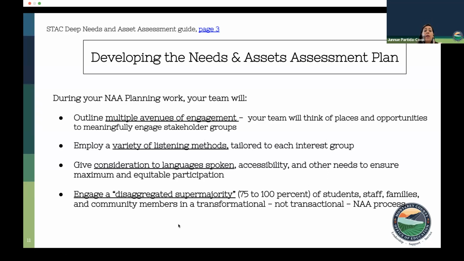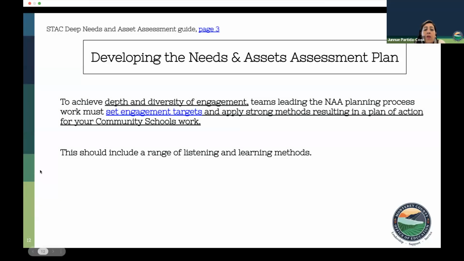Give consideration to languages spoken and accessibility to ensure maximum and equitable participation. And of course, the disaggregated supermajority, that really does stand out because that percentage is very high. However, in the next couple of slides, we'll do a sample overview of how that percent can be accomplished. Okay, so to develop the depth and diversity of engagement, of course, teams must set engagement targets. It's something that's very purposeful and strategic, and applying these strong methods will result in a plan of action for your community schools work, which is critical.